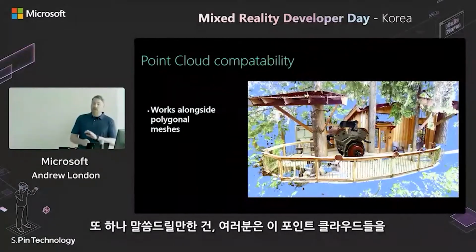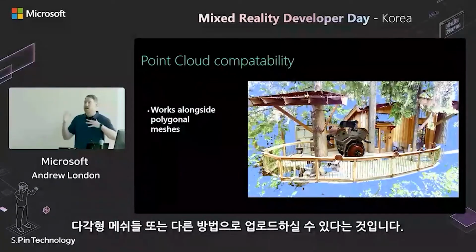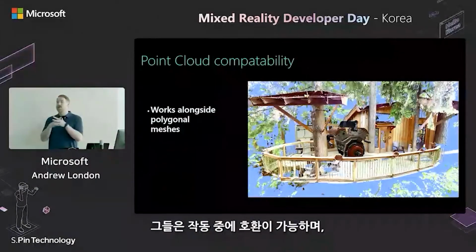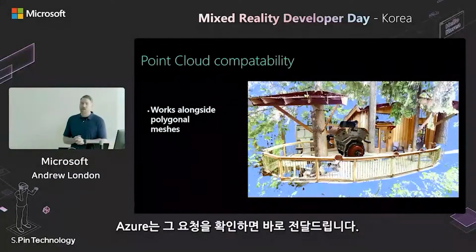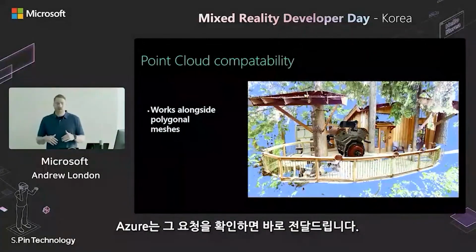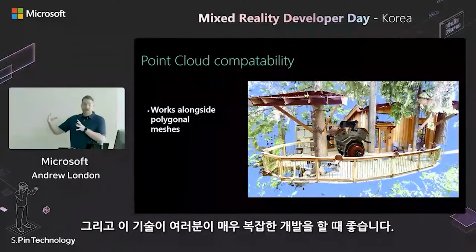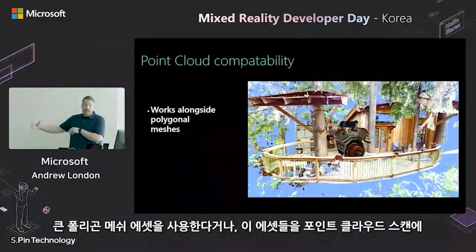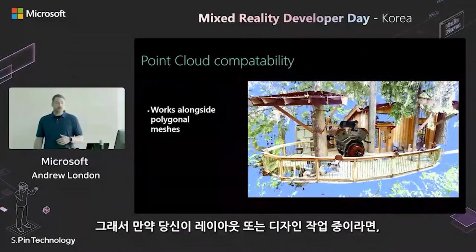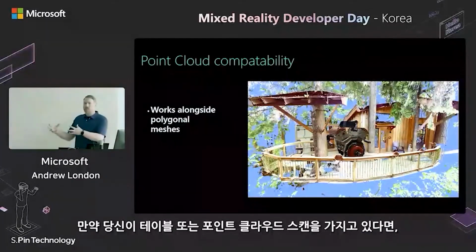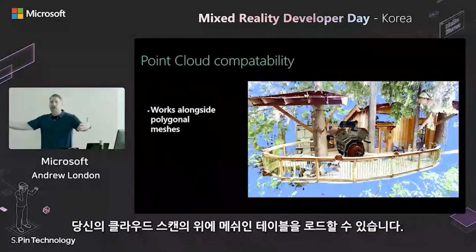Something else that's worth mentioning is that you can load these point cloud assets alongside your polygonal meshes or the other way around, right? They're both compatible at runtime. You can just load them as you're loading multiple assets. Azure just sees it as another request to load, and it'll just do it. So this functionality is awesome if you've created a big library of polygonal mesh assets and you want to leverage those assets against a point cloud scan. So if you're doing layout or design and you have a table or something and you have a point cloud scan, you can load the table that's a mesh on top of your point cloud scan.